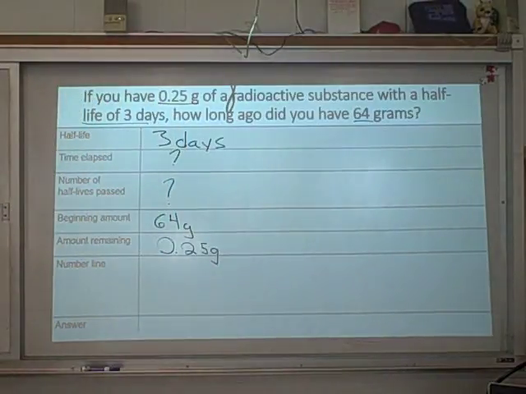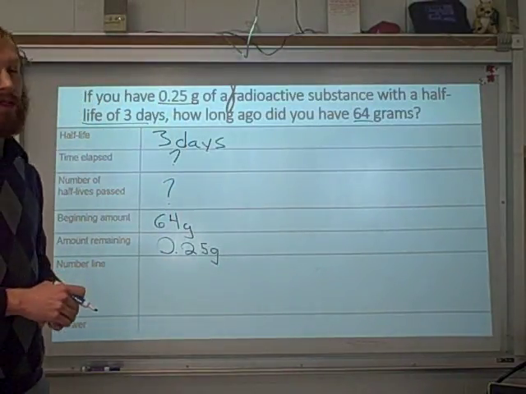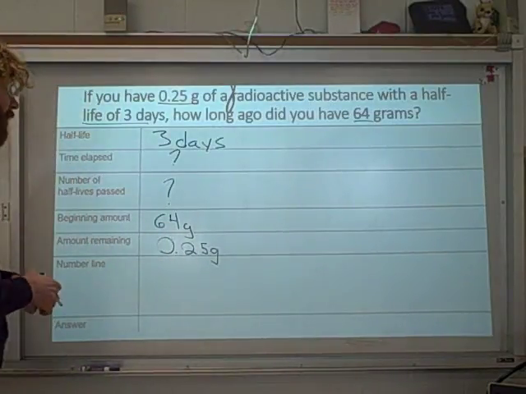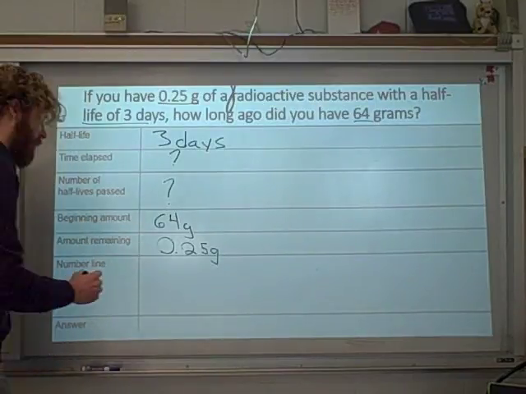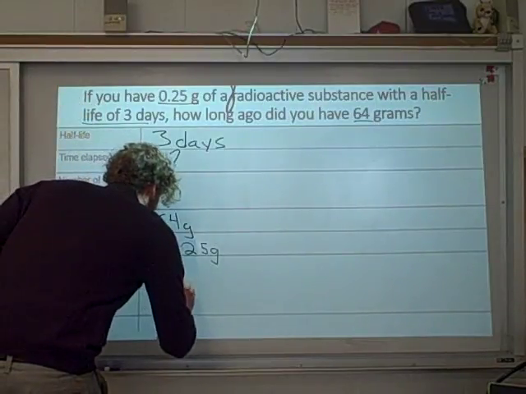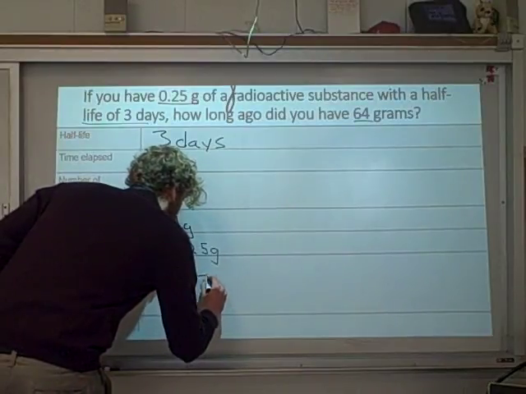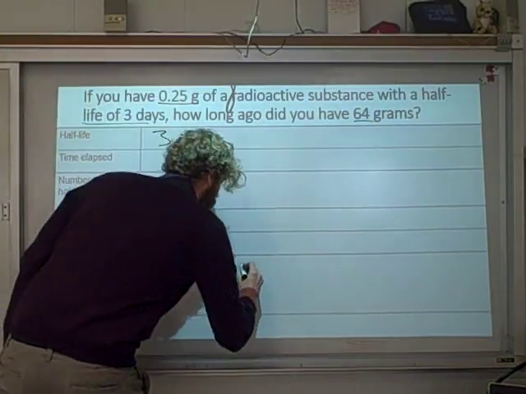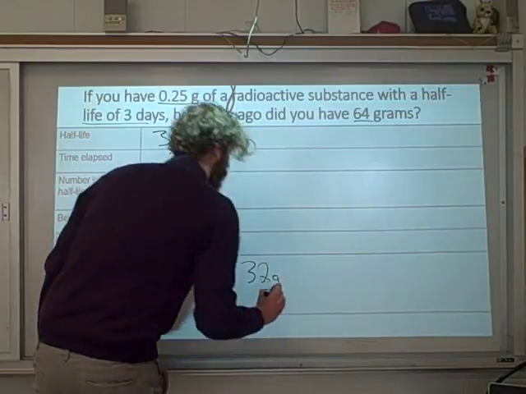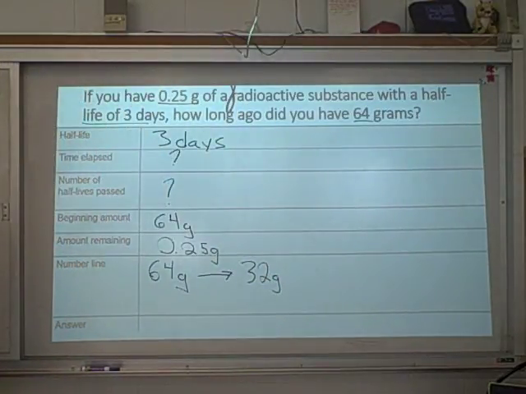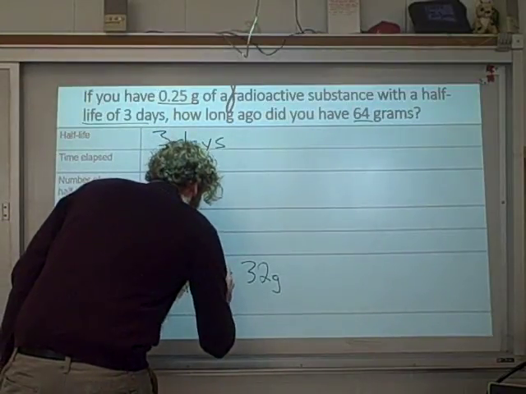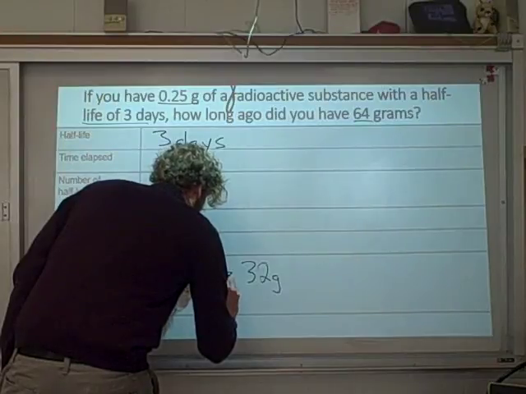Now we have the number line. The simplest way to do this is to have a number line, and each time divide the number in half. So you want to start with your beginning amount. I'm going to start with 64 grams, and I am going to divide it in half. Half of 64 is 32. Now I know that to get from 64 grams to 32 grams, it took me 3 days, or 1 half-life.